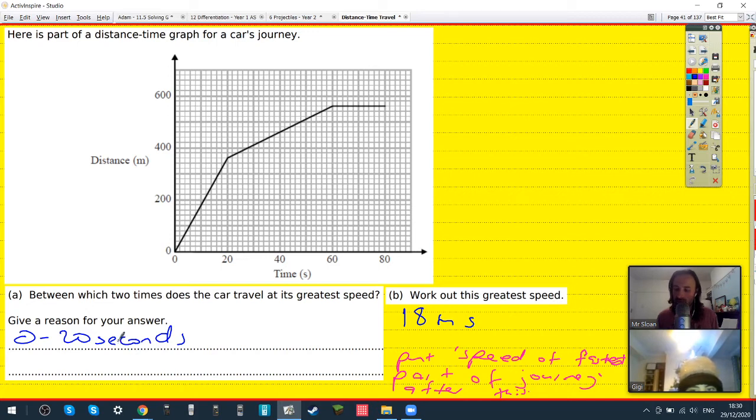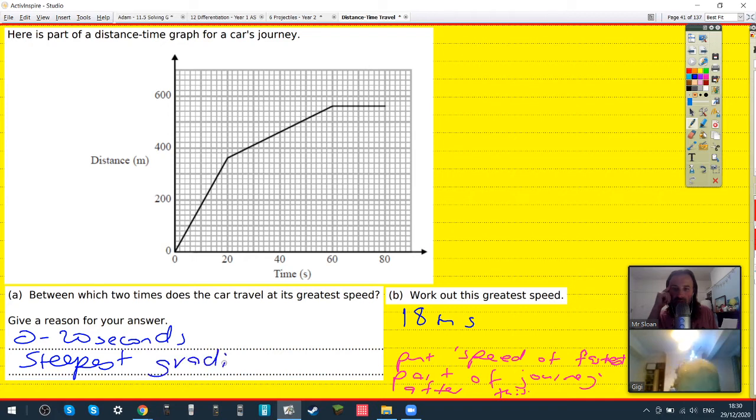Because it covers more distance in a short time. That's true. How did you know it would be the first part of the journey, though, just by looking at the graph? It's more horizontal. More vertical? Vertical, yeah. I'll just say steepest gradient.